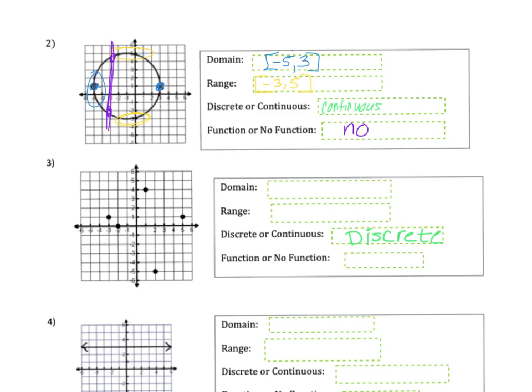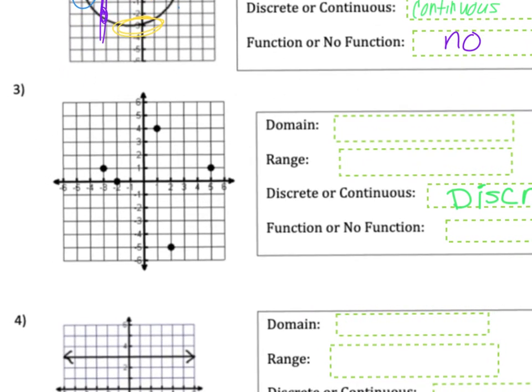It would just be all the little dots. So what I would do personally, in order to find the domain and the range, is go through and label each coordinate first. So what I mean by that is, for example, this coordinate would be -3, 1. This coordinate is -2, 0. This coordinate is 1, 4. This coordinate is 2, -5. And then this coordinate is 5, 1.